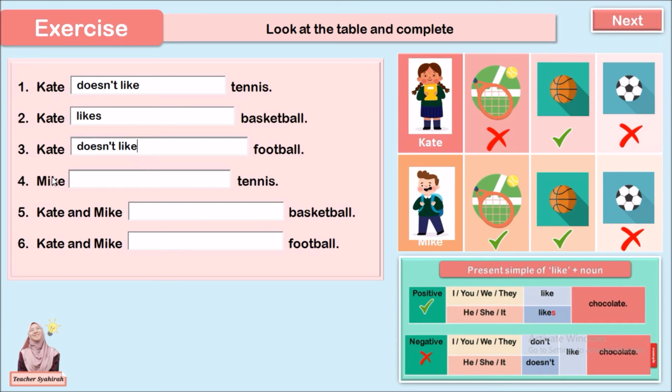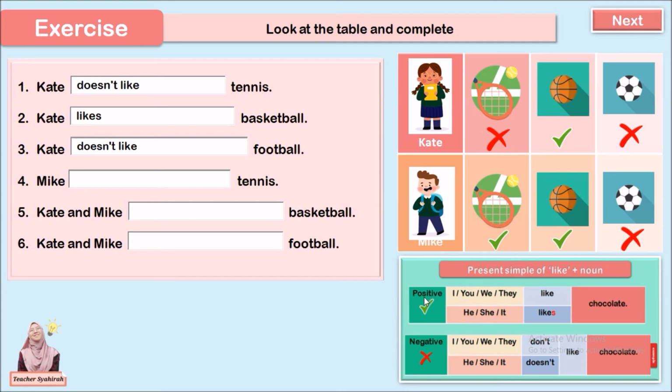Now the next one is Mike. Which one is Mike? This one. Good. Now, Mike, what? Tennis. Okay, look at this picture of tennis. Does Mike like tennis? Yes, he does. So, Mike, the answer is Mike, lelaki ke perempuan? It's a boy. So, boy, dia seorang lelaki. We use he. Okay, he, positive.